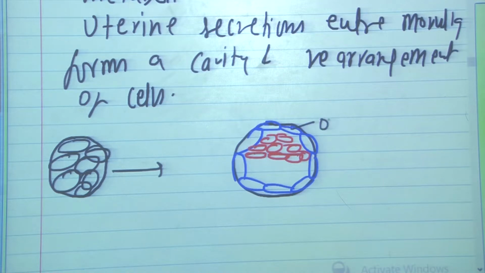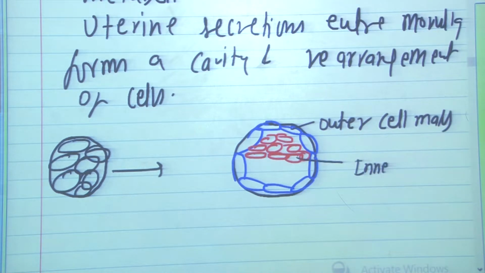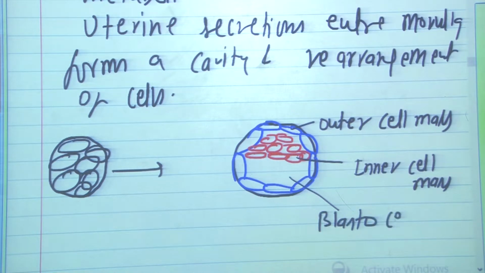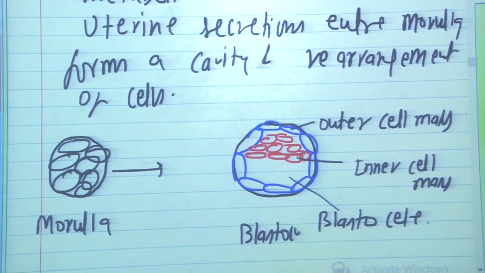So, this is the outer cell mass, this is the inner cell mass, and this cavity is known as the blastocele. This is the morula, this is converted into blastocyst. When the cavity is formed, then the morula is known as the blastocyst. This blastocyst appears on the 5th day after fertilization.